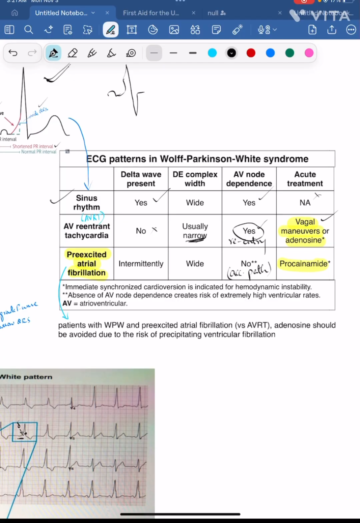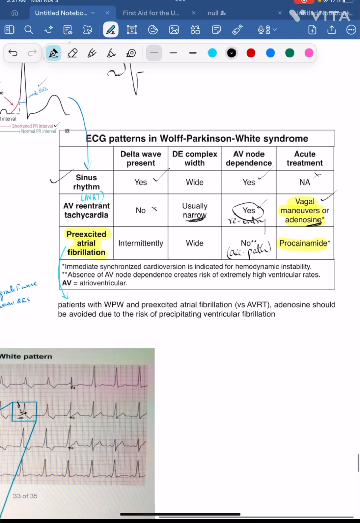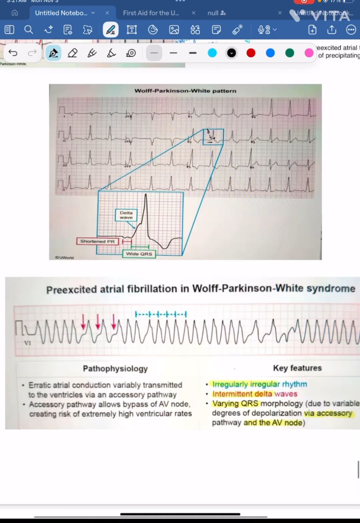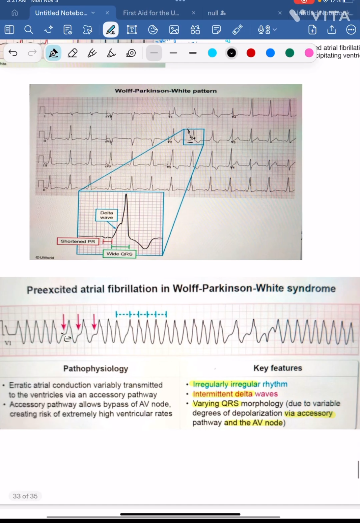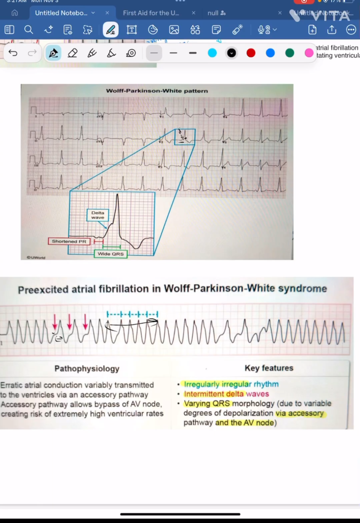Pre-excited atrial fibrillation is not dependent on the AV node, it is dependent on the accessory pathway. So for AVRT, the treatments are vagal maneuvers and adenosine. If this doesn't work, you go for amiodarone. For pre-excited atrial fibrillation, you go with procainamide. See pre-excited atrial fibrillation here. You have delta waves, wide QRS complex, and you have an irregular rhythm over here.